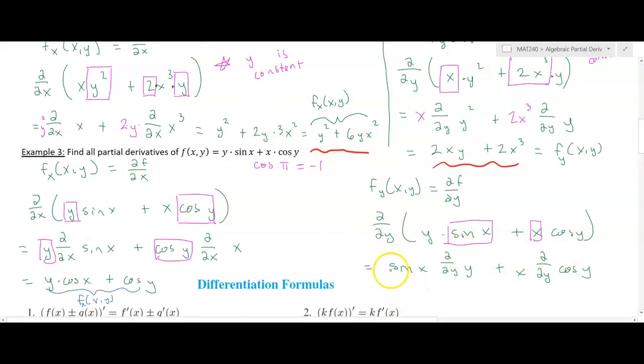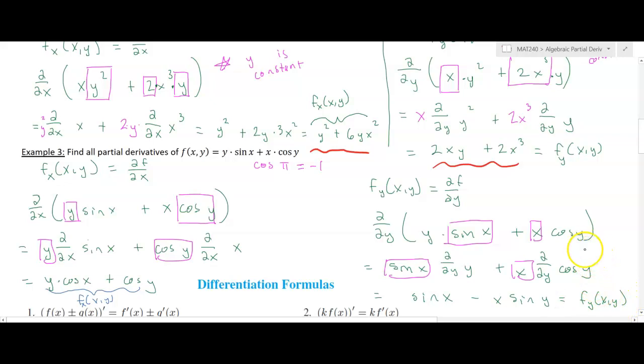So once again, here are the constants. And the partial of y with respect to y is 1. So this will leave us with just sine of x times 1 plus x times cosine of y. Well, cosine of y, its derivative, is going to be negative sine of y. So this will actually be plus, or rather minus x times the sine of y. And this is what we're calling f sub y of x comma y.